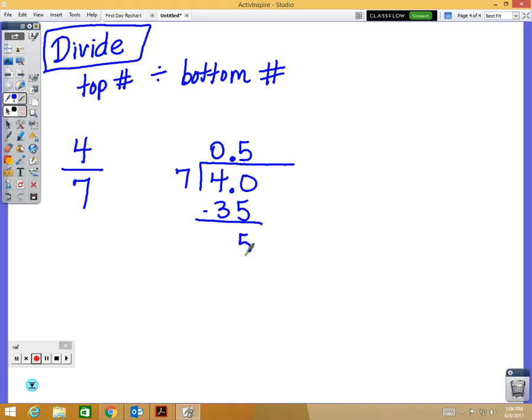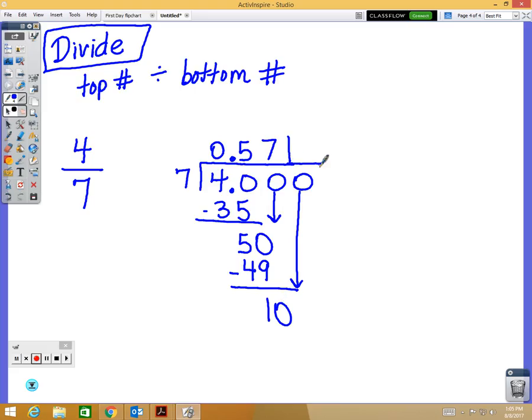Now, we are not allowed to put, remainder 5. That would be nice. We need to keep going. So if we want to keep going, remember I said you can put as many zeros as you want to on here. So we're going to need to bring down another 0. How many times can 7 go into 50? 7 times. 7 times 7 is 49, so you subtract and get 1. Now what? Bring down another 0. Then you get 10. So 7 can go into 10 one time.